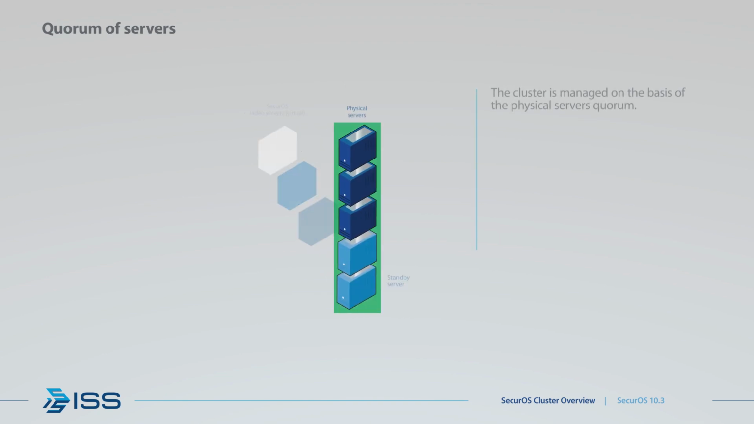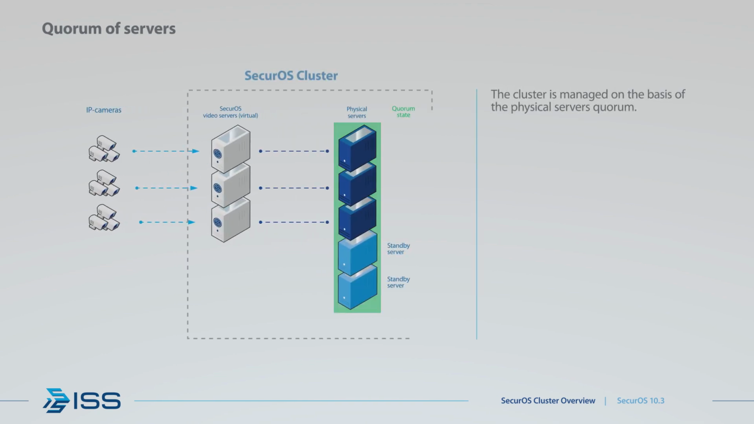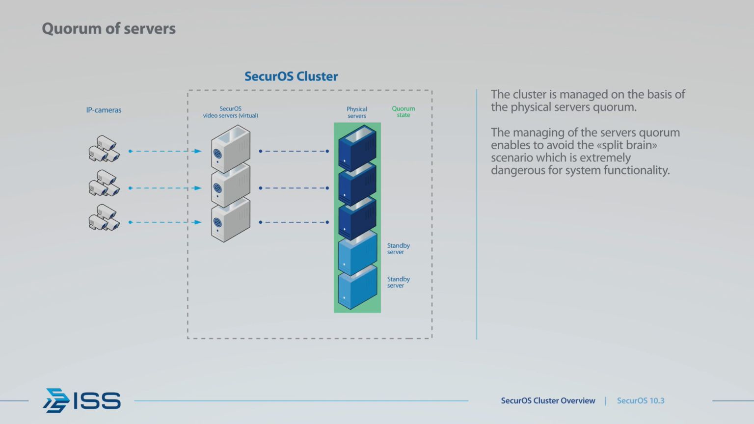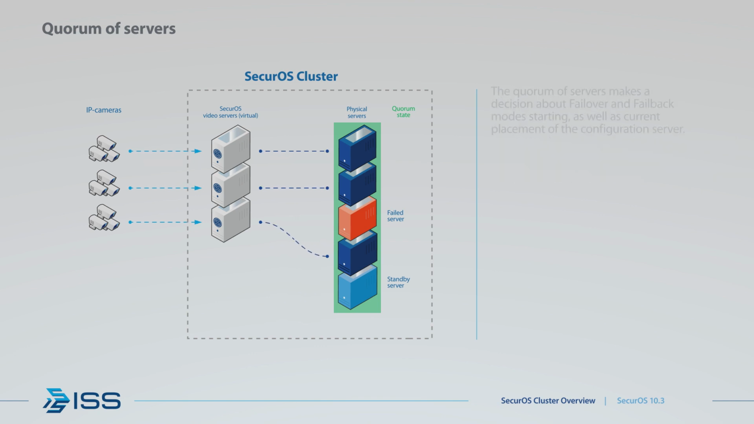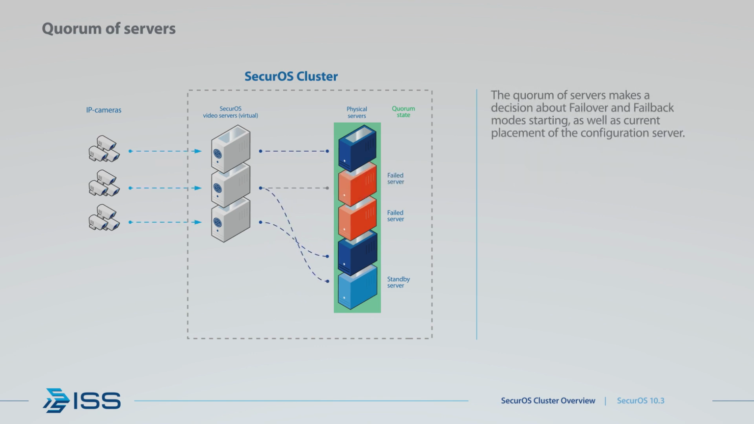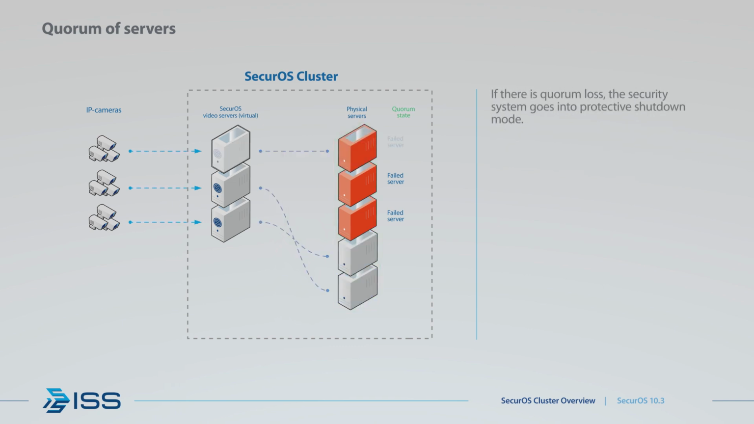The cluster is managed on the basis of the physical servers' quorum. The managing of the servers' quorum makes it possible to avoid the split-brain scenario, which is extremely dangerous for system functionality. The quorum of servers makes a decision about failover and failback modes starting, as well as the current placement of the configuration server. The physical servers in the cluster make decisions by a simple majority vote, 50% plus one vote. If there is quorum loss, the security system goes into protective shutdown mode.